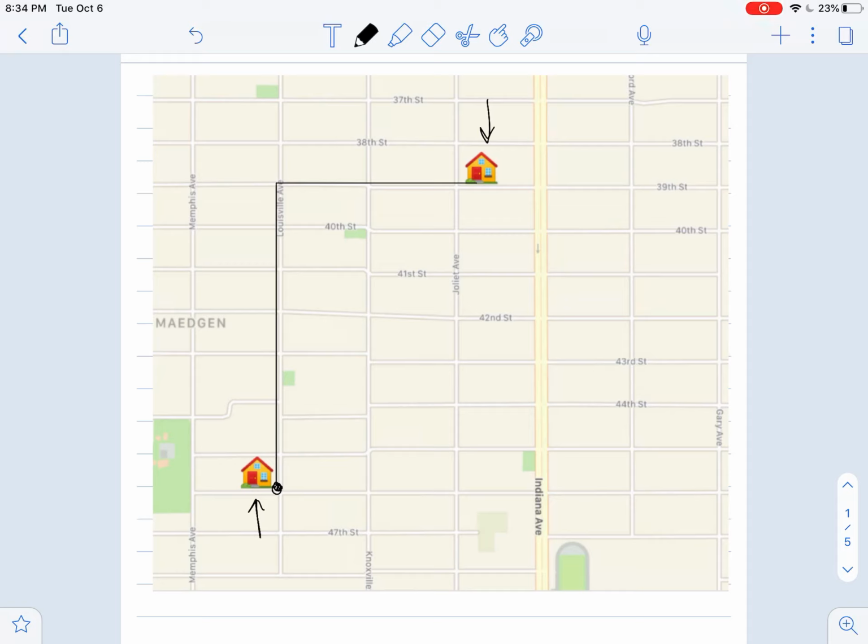So let's actually count the number of streets that we've got. So we've got 1 street, 2, 3, 4, 5, 6, 7. So I went 7 blocks, whether walking, running, whatever you want. Then coming off of Louisville Avenue, I go 1, 2. So then I went 2 blocks this way. So 7 blocks up and then 2 blocks this way.